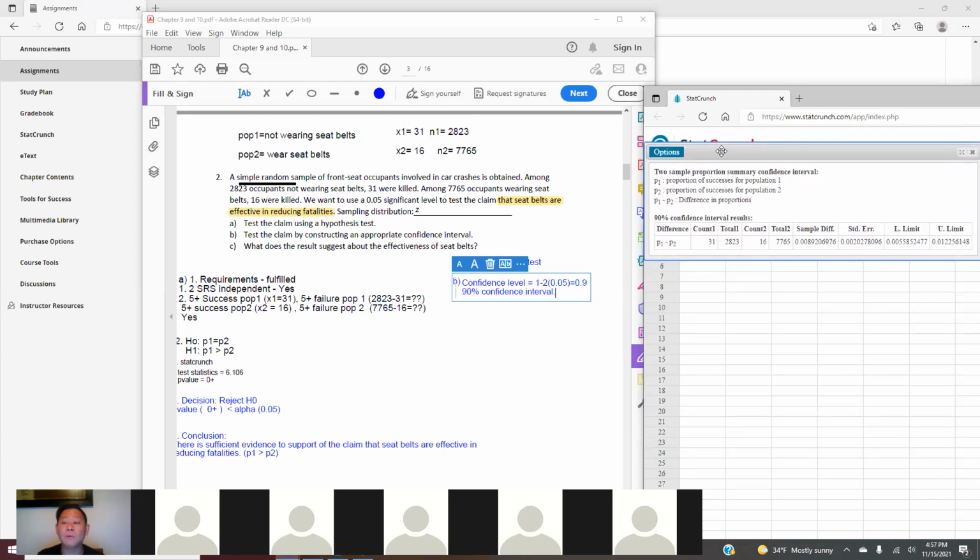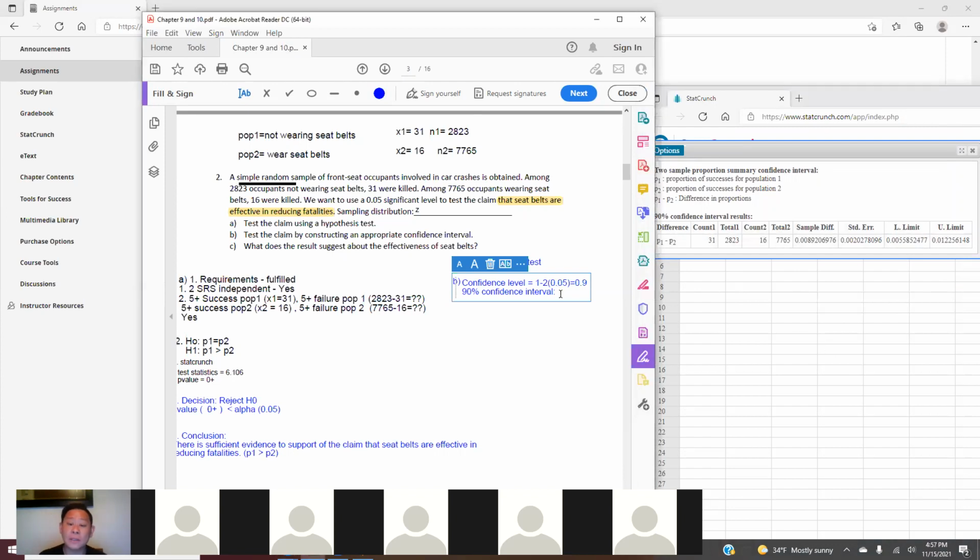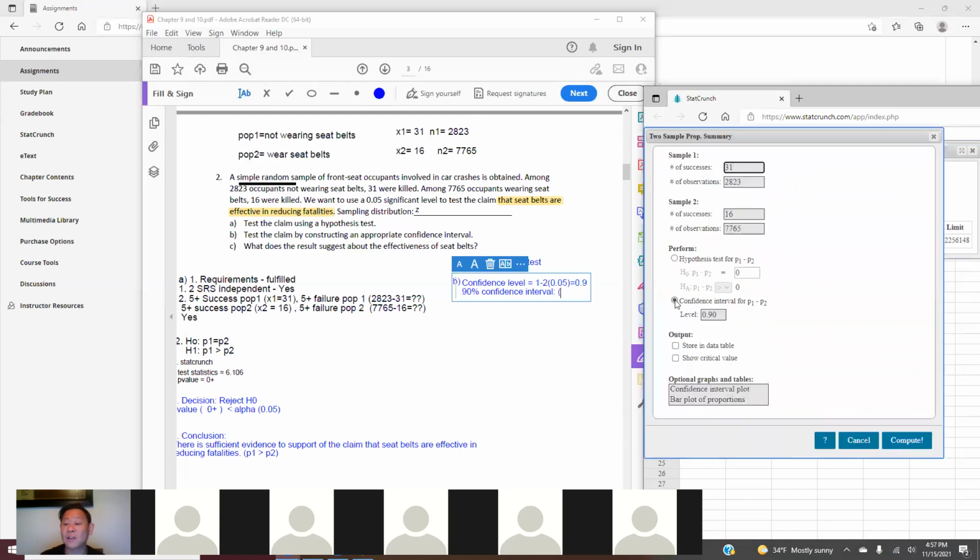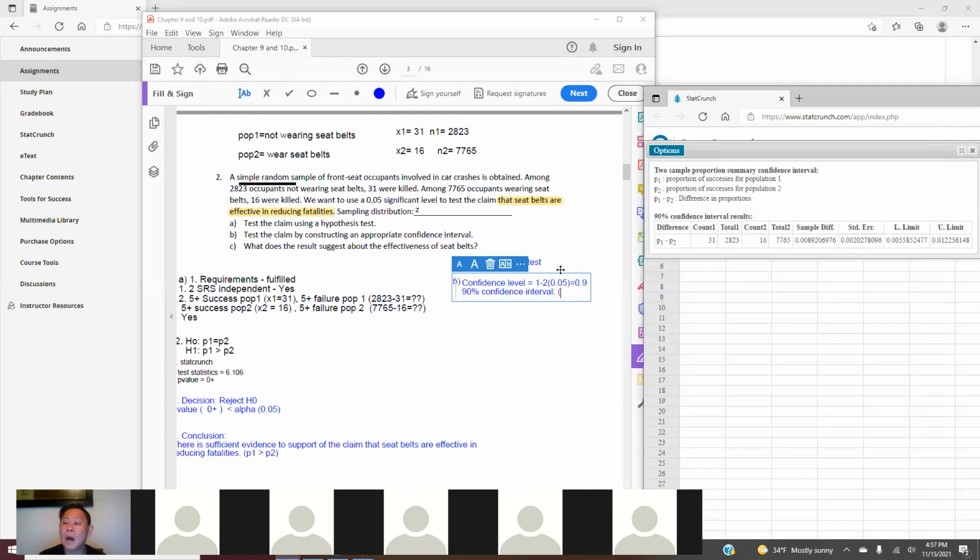And this time you will get the lower and the upper limit. Okay, so this is where you will get your lower and upper limits here. So this is how you change from hypothesis testing to confidence interval. You just go under option and edit, and then you move to performing the confidence interval. Change and put in the levels there.